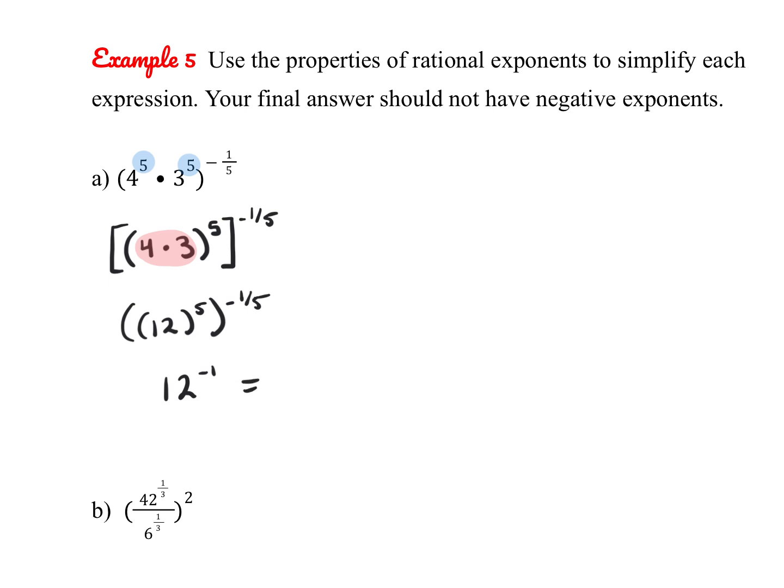So instead of leaving my answer as 12 to the power of negative 1, it just becomes 1 over 12. And as soon as I flip the term, the negative part of the exponent disappears. So this would be my final answer. So again, we would not want to leave our final answer with that negative exponent.